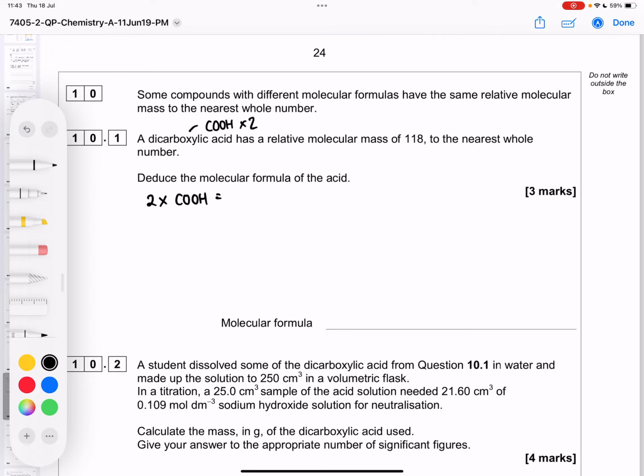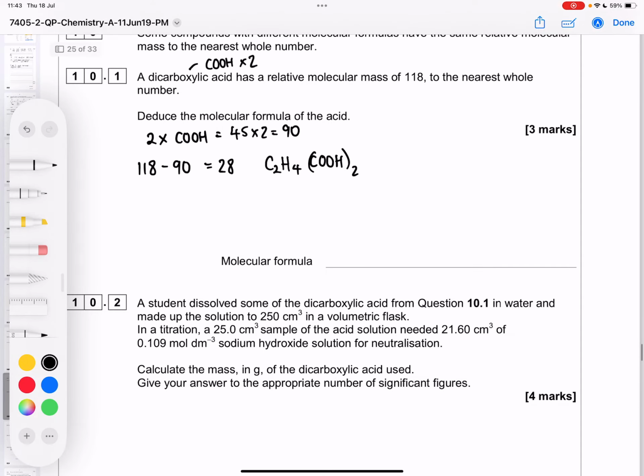So the first thing we need to do is find out what two of those equals. So we've got 12, add 16, add 16, add 1. So that's 45 times 2, so that's 90. So let's do 118 minus 90. We see that we've got 28 left. 28 would be C2H4, because 2 C's is 24. So C2H4 and then 2 lots of this. So we want it as a molecular formula. So we've got 4 C's in total, 6 H's and 4 O's.